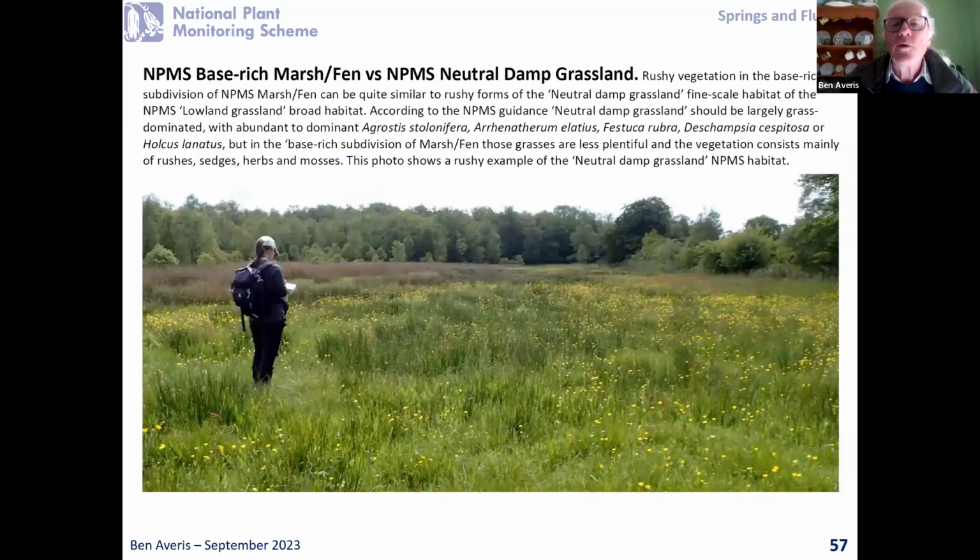And we also can bear in mind that the neutral damp grassland NPMS type can look a bit like a rushy flush, but it's more grassy. It's the main way of telling it. Certain grasses, as I've named species there, feature very much in that category, whereas in the marsh and fen, one equivalent is going to be mainly rushes, sedges, herbs and mosses.